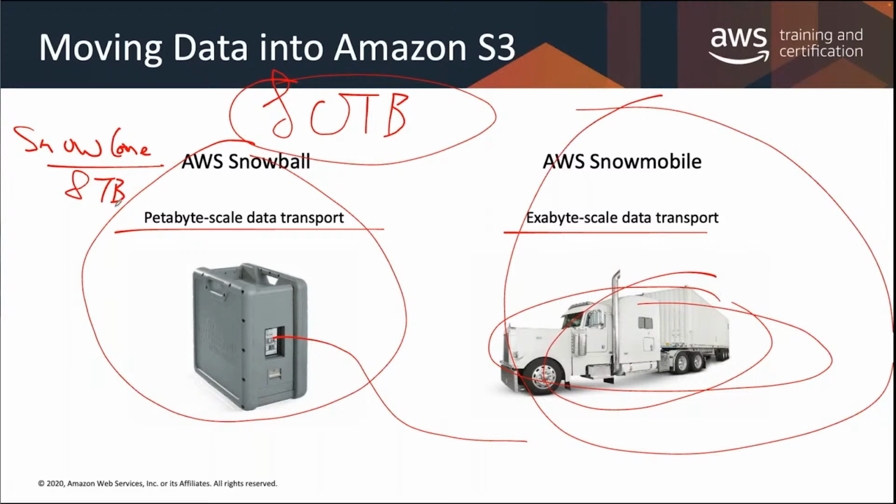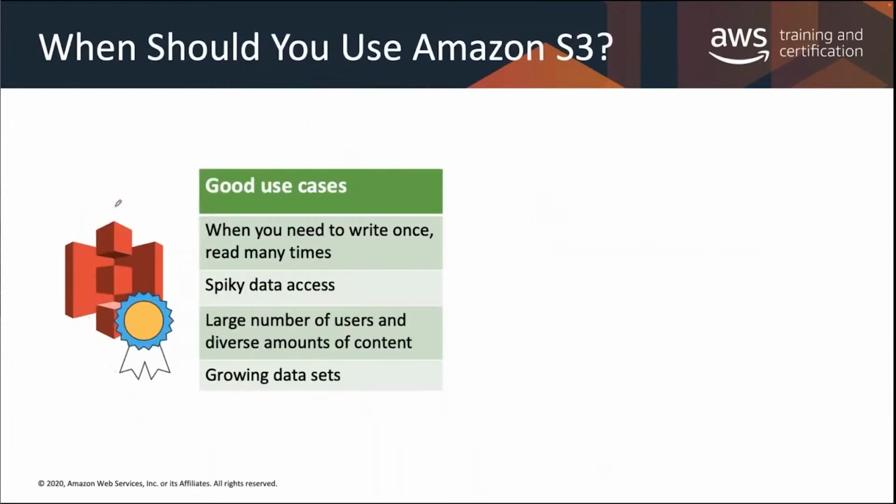If you got more, then you may order Snowball, your choice. Okay, but this is offline, not using any link. Okay, so how should we pay?